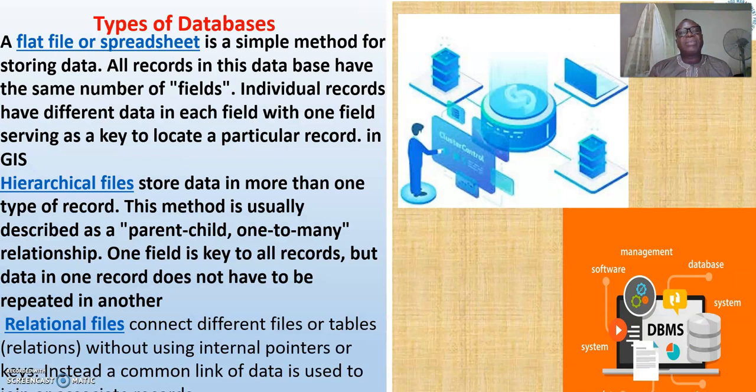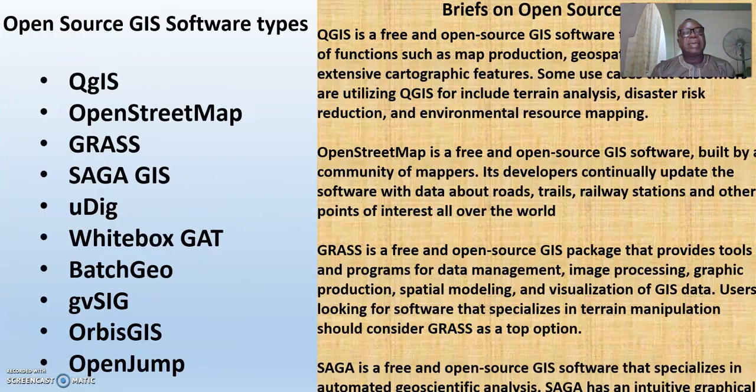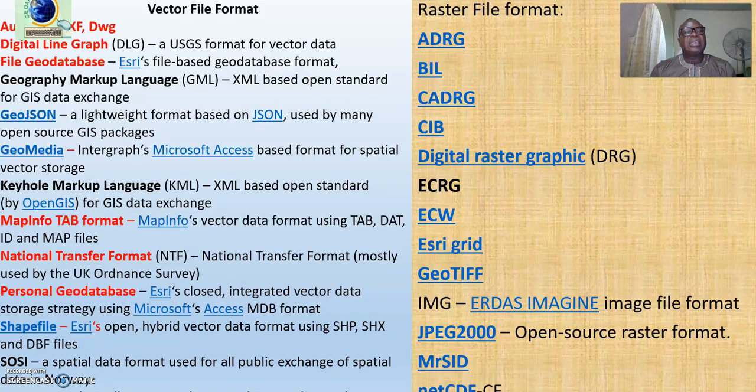So what are the types of database you can have? You can have a flat file or spreadsheet, just as we have in Excel, or you can have a hierarchical structure that stores data in more than one type of record, described as a parent-child relationship or one-to-many. We also have a relational database system that connects different files and tables through a relational pointer. And then we also have an object-oriented database system that allows data to be stored in object linkages and object embedded systems.